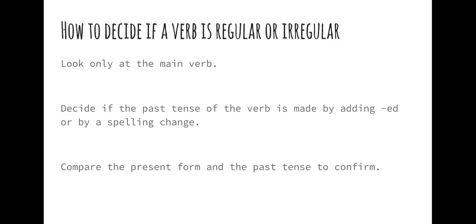How to decide if a verb is regular or irregular? Look only at the main verb. Decide if the past tense of the verb is made by adding ed or if it's a spelling change. Compare the present form and the past tense to confirm.